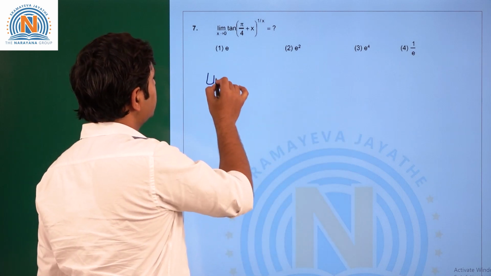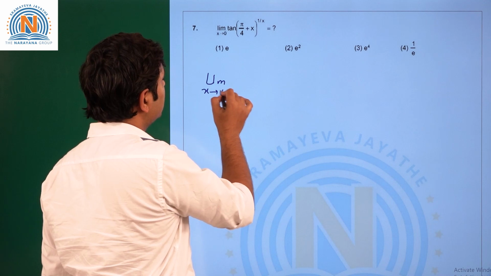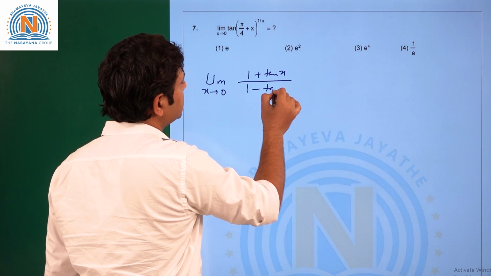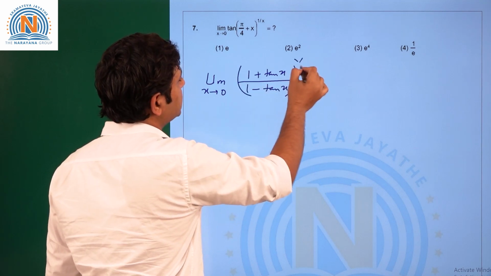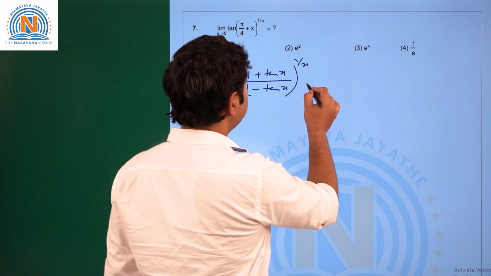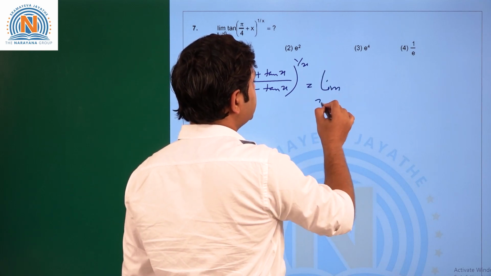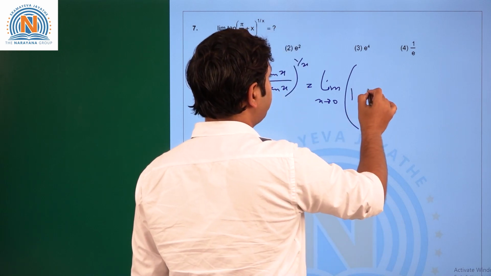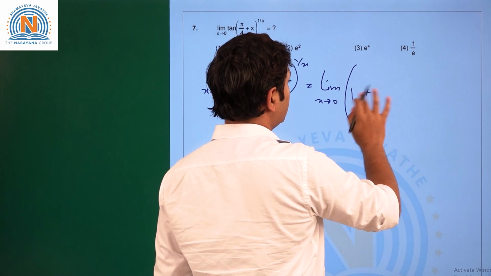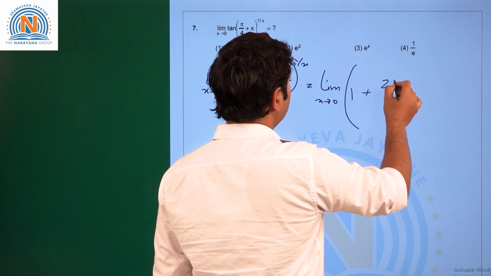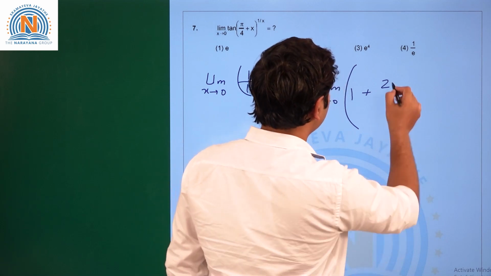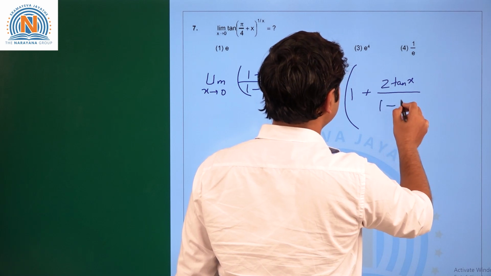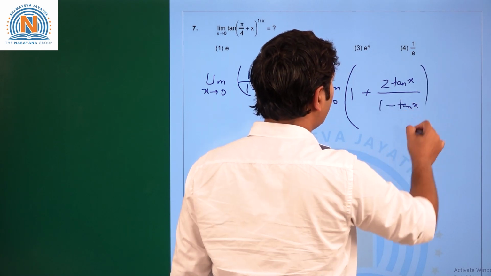Writing in the limit again, it is limit x tends to 0, ((1 plus tan x) upon (1 minus tan x)) to the power 1 by x, which is the same as, we'll write as, limit x tends to 0, (1 plus 2 tan x upon 1 minus tan x) to the whole power.